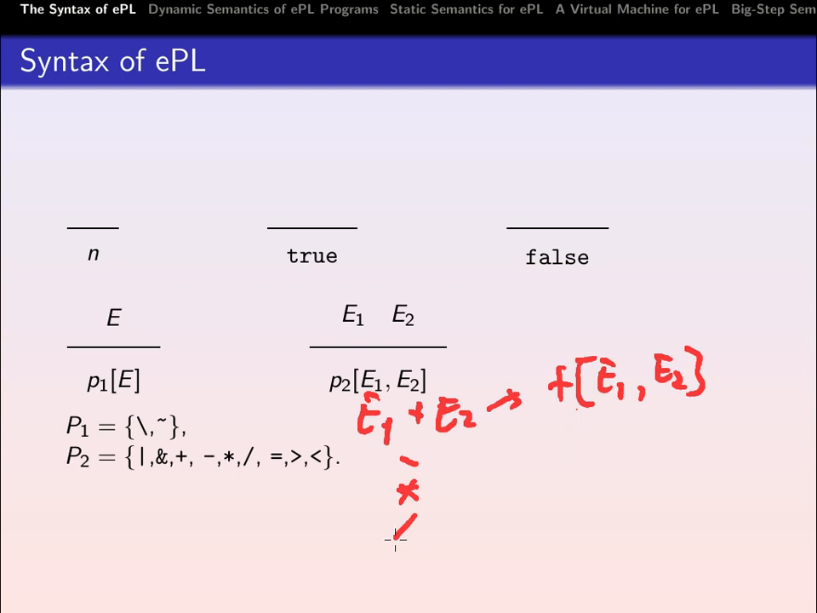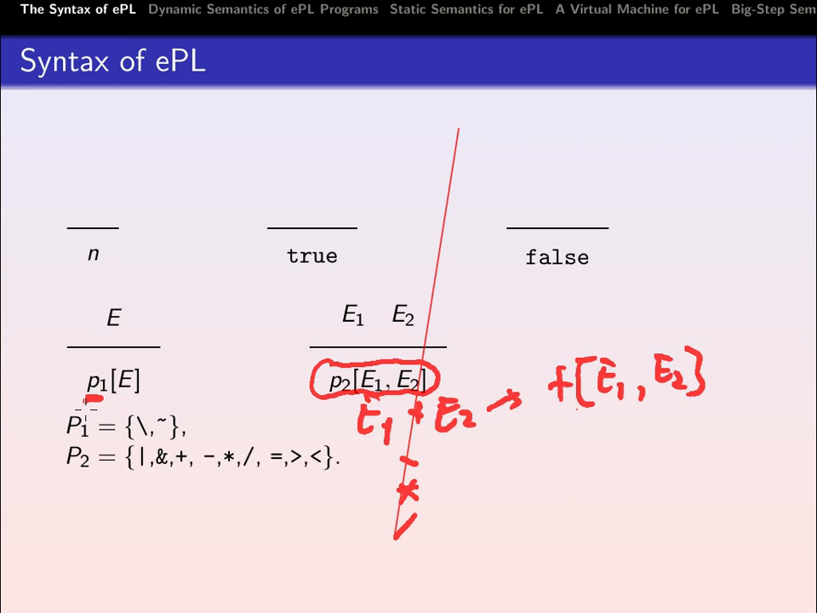So we're taking sort of a shortcut, and we're saying by this notation that we're placing a binary operator between E1 and E2, and that's a valid expression. Okay? Now, a similar thing happens with unary operators, which we have here. So we have negation and unary minus.